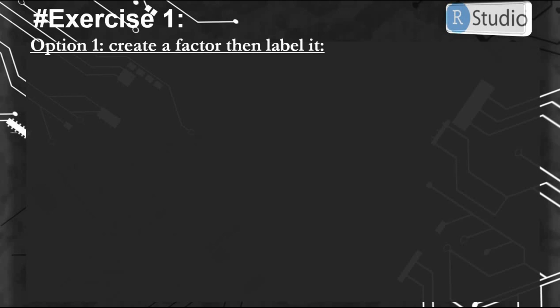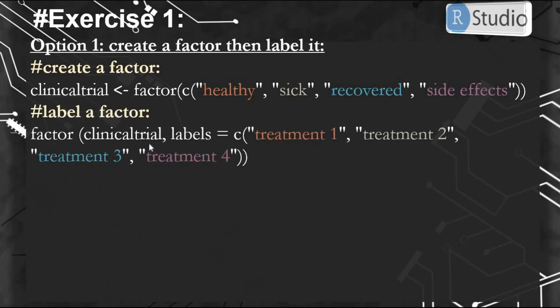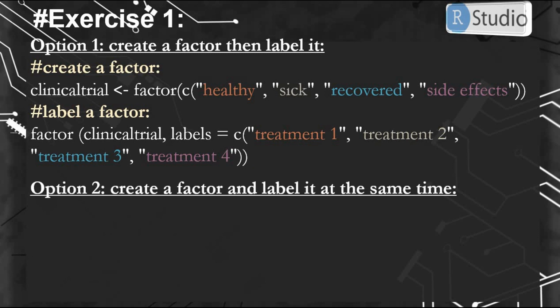We have 2 options. Option 1 is to create a factor, then label it. Option 2 is to create a factor and label it at the same time. So let's go to option 1, create a factor, then label it. First we will create a factor using the factor function. Then we will label it using the labels argument inside the factor function. Option 2 is to create a factor and label it at the same time.